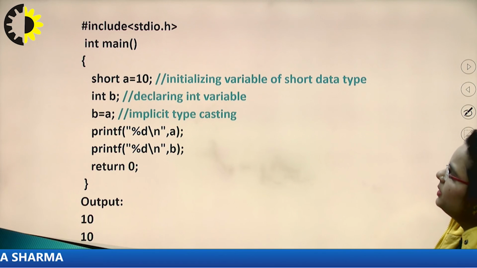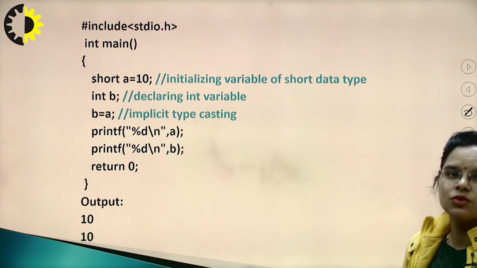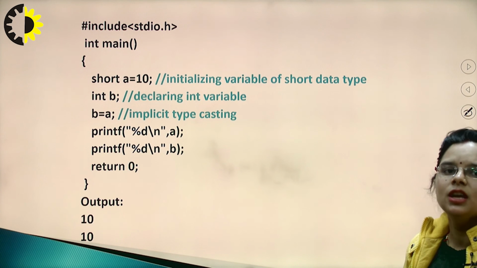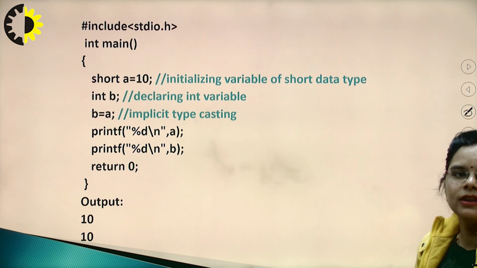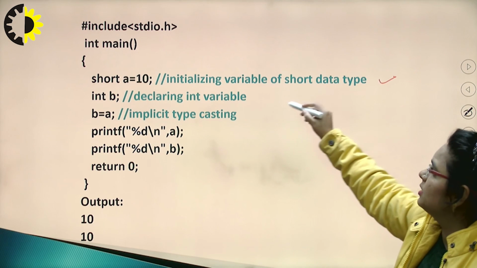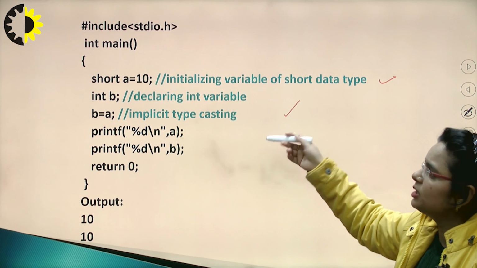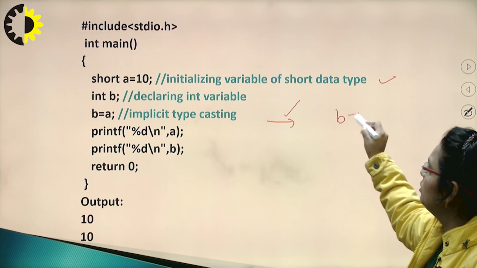This is another example of type conversion. We have a variable a which is of short data type. We have initialized variable a as short data type, and another integer variable, which is b. So this is a short data type, and this is an integer variable. What we are doing here is actually implicit type conversion. B is equal to a.